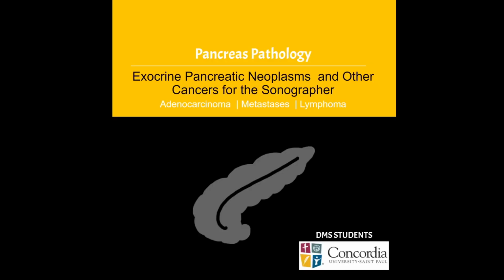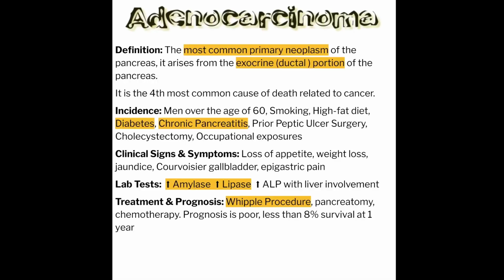Our final section of pancreas pathology brings us to exocrine pancreatic neoplasms and other cancers, including adenocarcinoma, metastases, and lymphoma. So adenocarcinoma is the most common primary neoplasm of the pancreas, and it arises from the exocrine portion of the pancreas. So remember, we had endocrine tumors, the insulinoma and the gastrinoma arising from the endocrine islets of Langerhans.